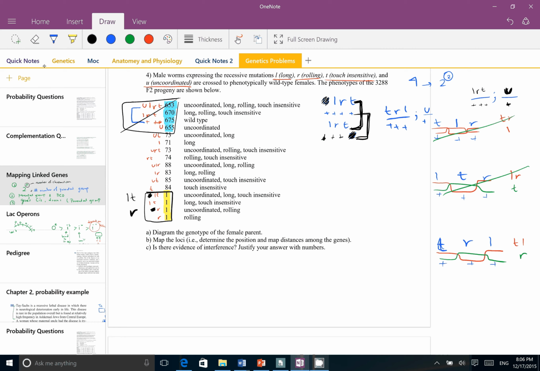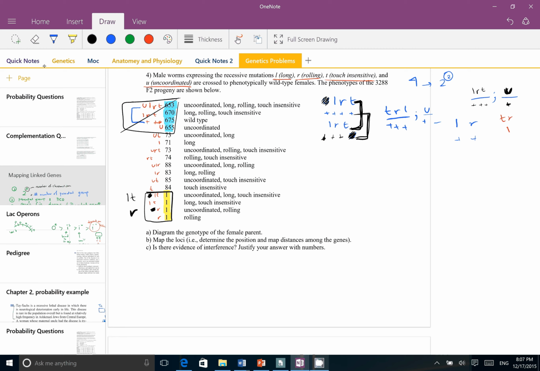Now let me erase everything here. I figured out what I wanted to figure out, and I'm trying to create more space so we can write this out. So okay, I took care of my double crossover. Actually, if you guys have the time, it's better to write here for double crossover, LT is 2, R is equal to 1.